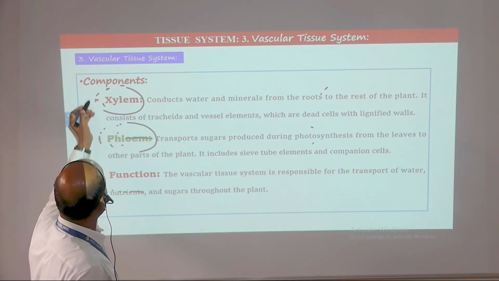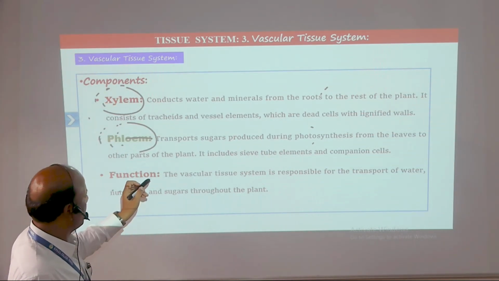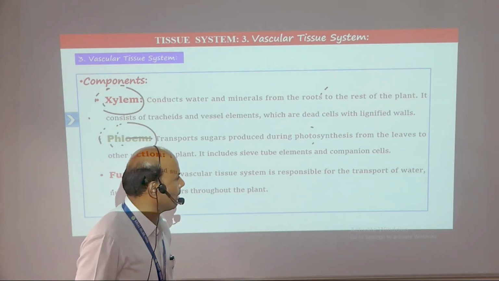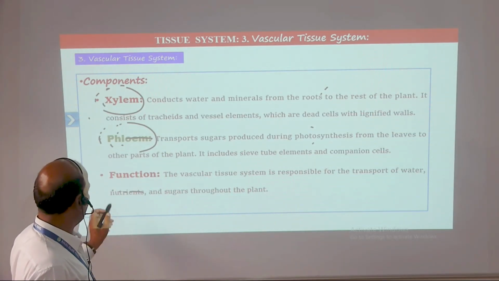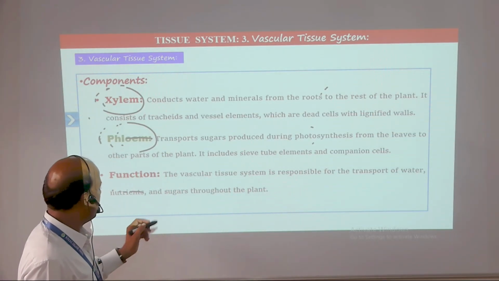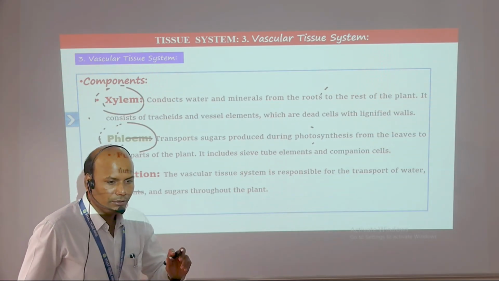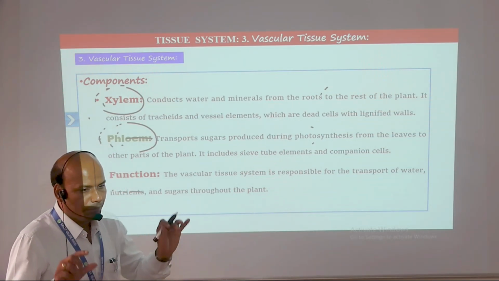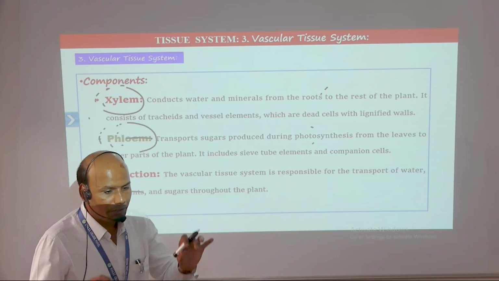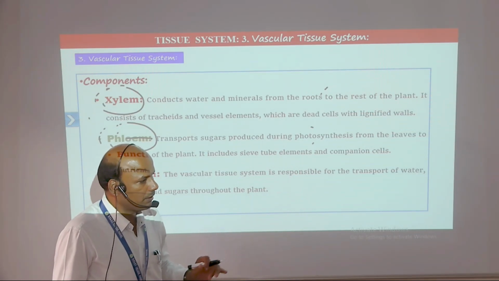So what is the function of vascular tissue? The vascular tissue is responsible for the transport of water, nutrients, and sugar through the plant. That is a simple basic concept of the tissue system in plants.